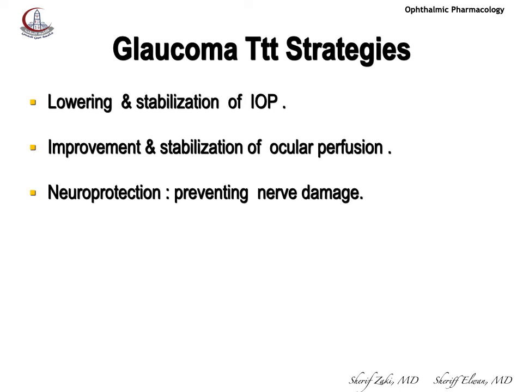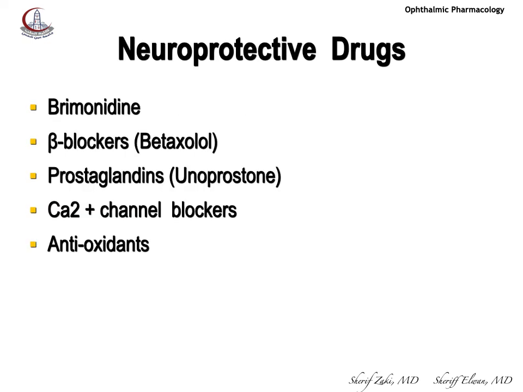So, we can say that glaucoma treatment strategies are three. The first is lowering and stabilizing the intraocular pressure. Second is improving and stabilizing the ocular perfusion. And finally, neuroprotection, which is preventing nerve damage. Neuroprotective drugs are brimonidine, beta blockers like betaxolol, prostaglandins like unoprostone, calcium channel blockers, and antioxidants.